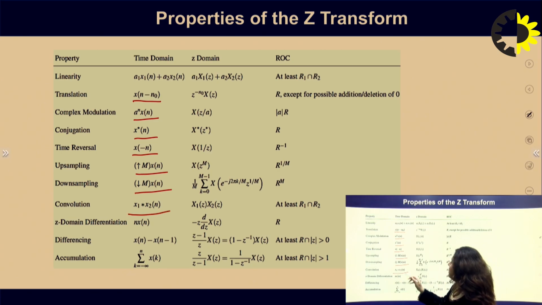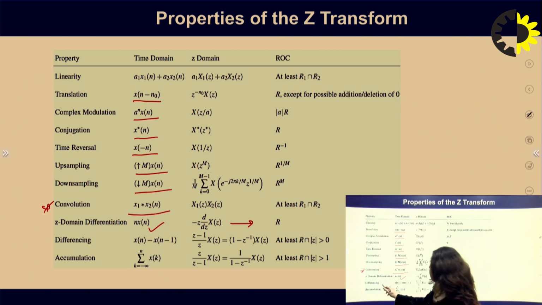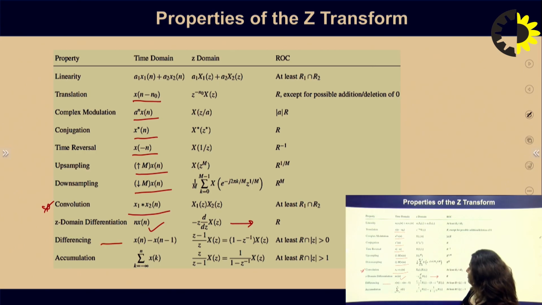Then convolution, x1[n] convolved with x2[n], which is a very important property. It gives X1(z) times X2(z): convolution in the time domain and multiplication in the frequency domain. Again, it is similar to Laplace transform. Then the z transform differentiation property, n multiplied with x[n], comes out in the z transform as minus z d by dz of X(z). Then the difference property of the z transform, x[n] minus x[n minus 1], and the value is 1 minus z inverse times X(z).